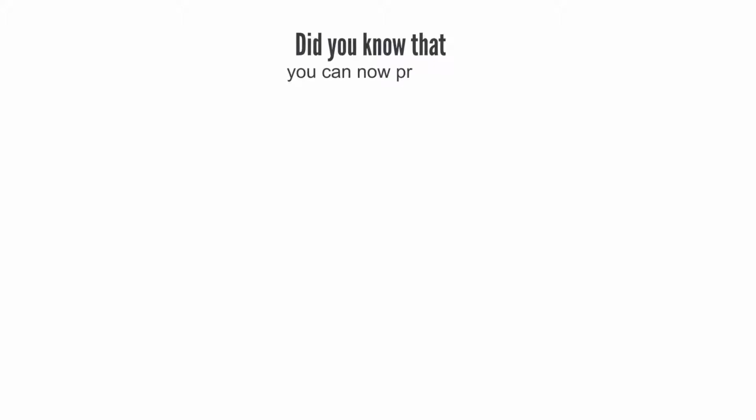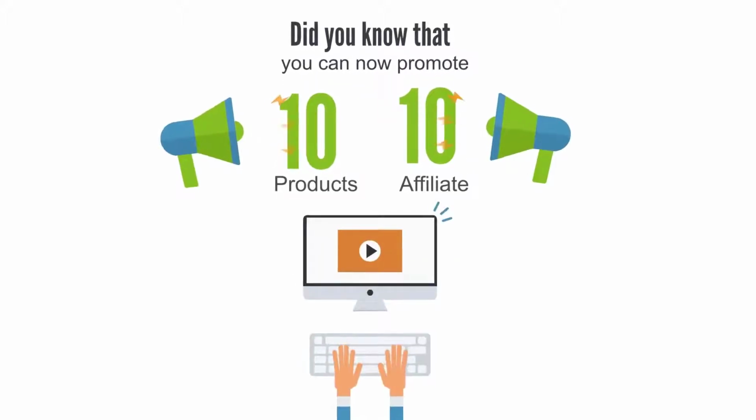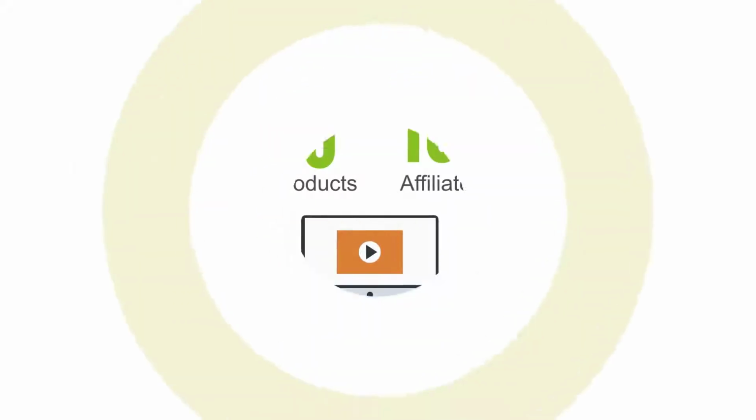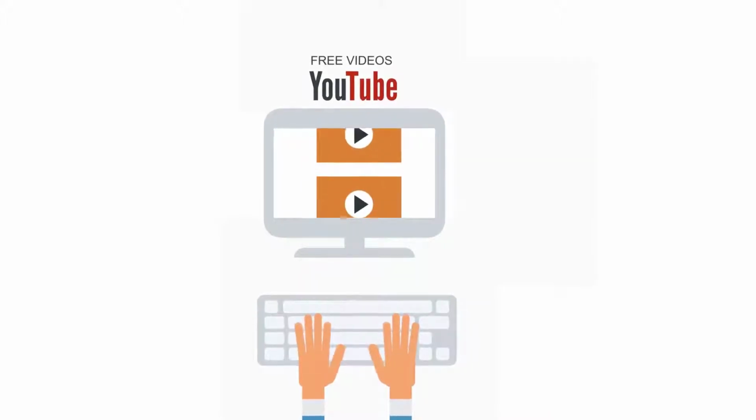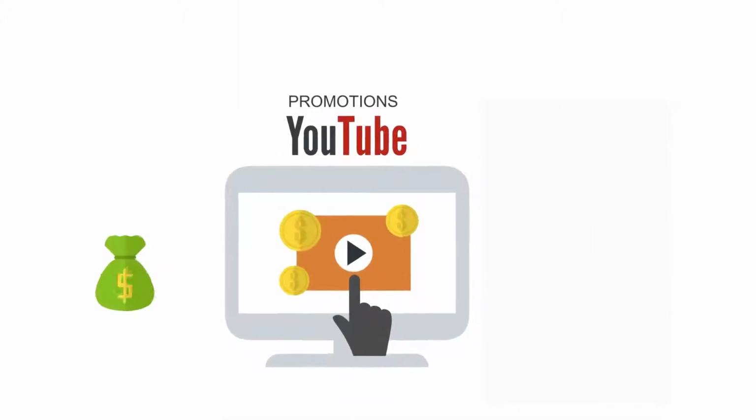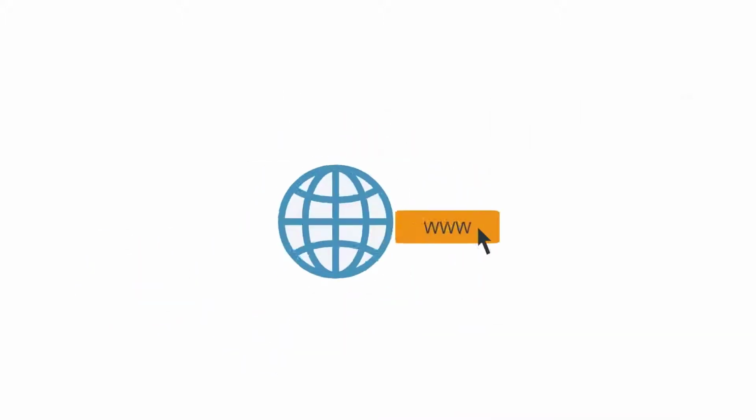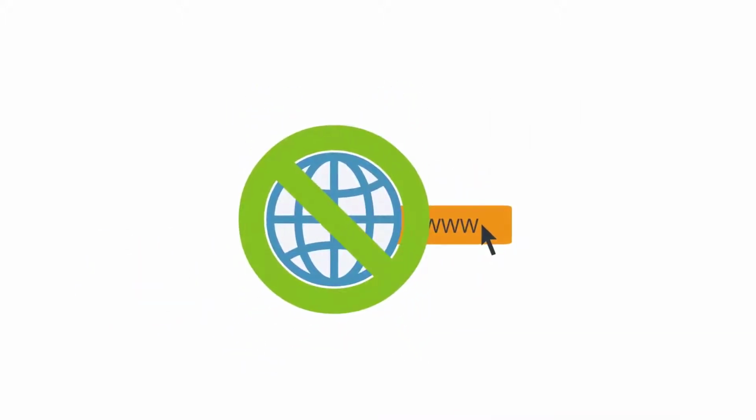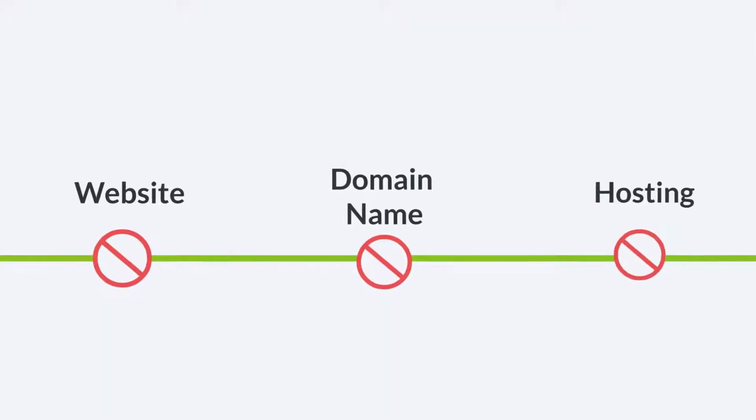Did you know that you can now promote 10 products or 10 affiliate offers all using a single video? Yes, without ever creating your own video, you can use free videos from YouTube and turn them into promotions that pay you commissions each and every day. And the best part is, you don't even need to have a website. You can do all this without a website or a domain name or even hosting.